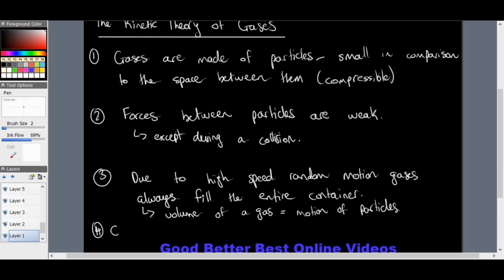Gas particles collide elastically, which means no EK, which is kinetic energy, is lost. And because they exert a force on the sides of the container, they therefore also exert a pressure.